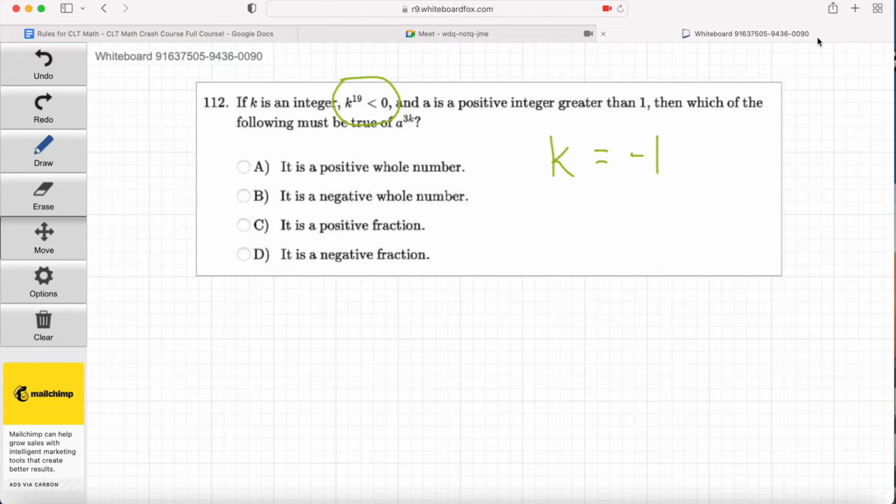Okay, and then a is a positive integer greater than 1. So what are we going to make a equal?